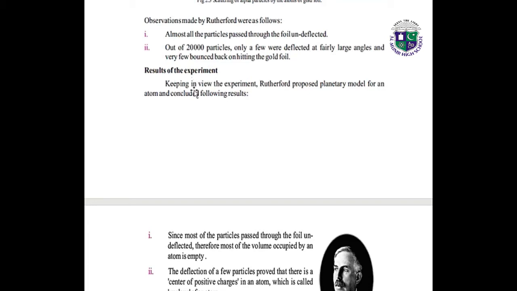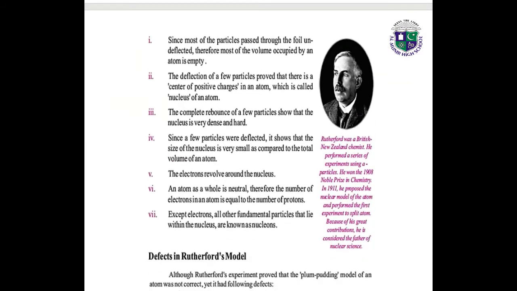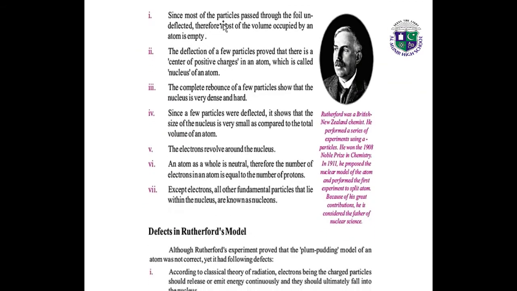Keeping in view the results of the experiment, here we have the results of his experiment. Since most of the particles passed through the foil undeflected, most of the volume occupied by an atom is empty. The deflection of a few particles proved that there is a center of positive charge in an atom, which is called the nucleus of an atom. The complete rebounds of a few particles show that the nucleus is very dense and hard. Since only a few particles were deflected, it shows that the size of the nucleus is very small.